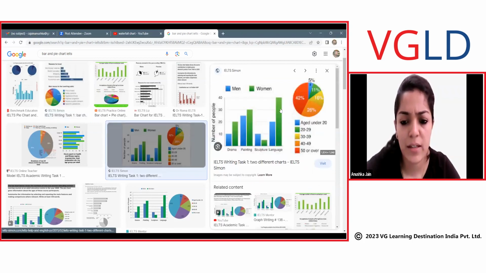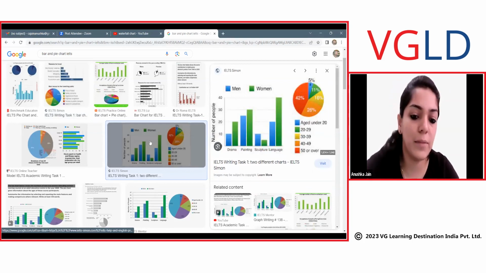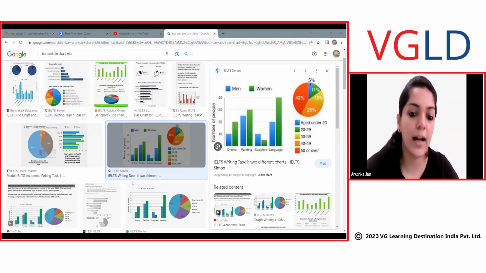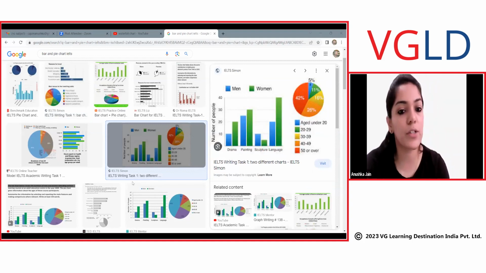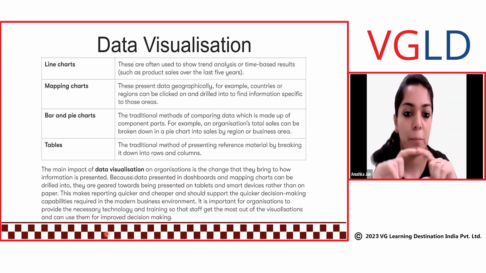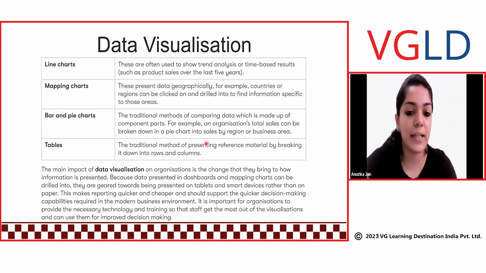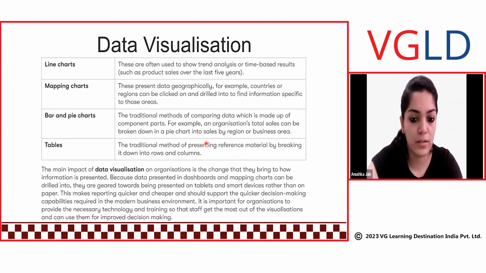I hope it is clear. Different men or women, how many women are involved in drama, painting. You can prepare a pie chart out of it. All of this can be easily prepared in Excel. And lastly, table. Table is the most traditional method. We do it all the time, presenting the data in a tabular format. The traditional way of presenting reference material by breaking it down into rows and columns. I hope I don't need to show an example for this. Pretty basic.